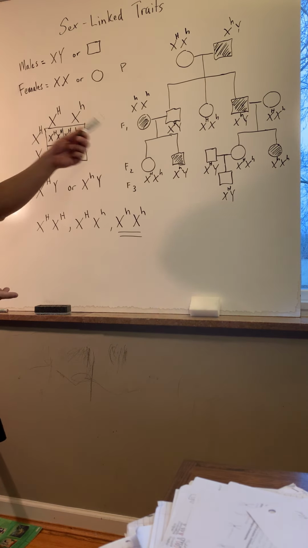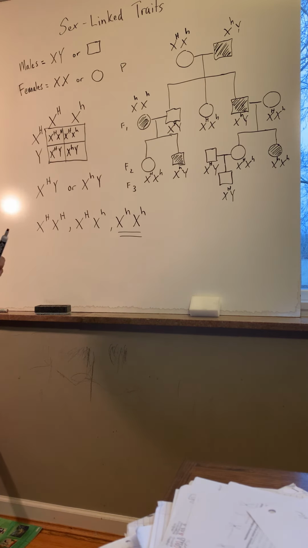Alrighty guys, so that's the pedigree for the sex-linked traits. That's the Punnett square for the sex-linked traits.